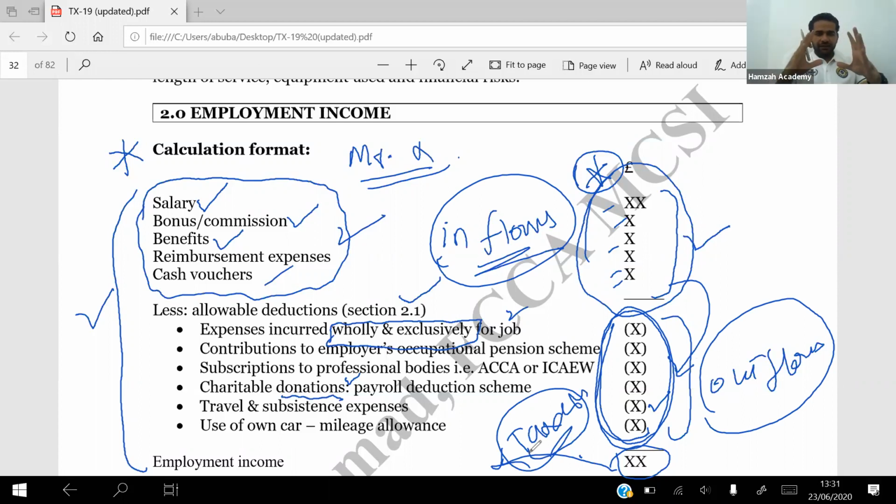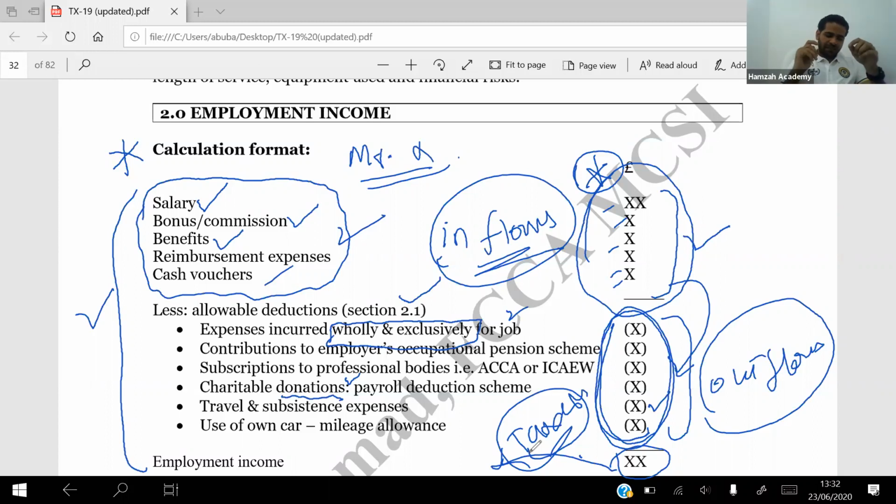Again, at the end, two main factors you should know when there is an employment income question. You should be able to identify whether the individual or that person is employed or self-employed. How can we do that? We have a number of factors like control, length of service, basis of payment, tools used, financial risk, etc. These will help you to identify the difference between the employed and self-employed.